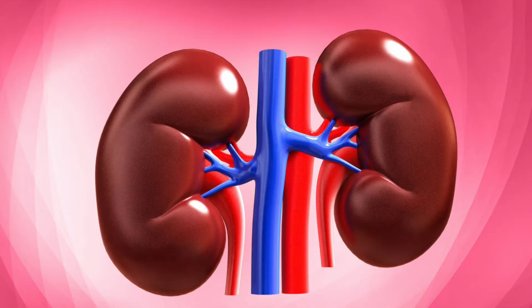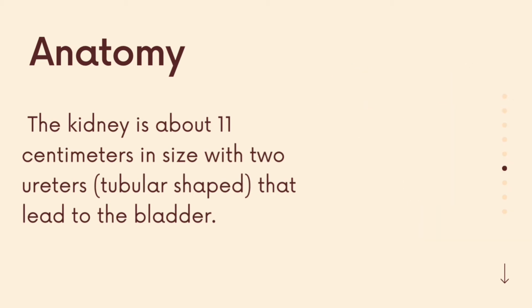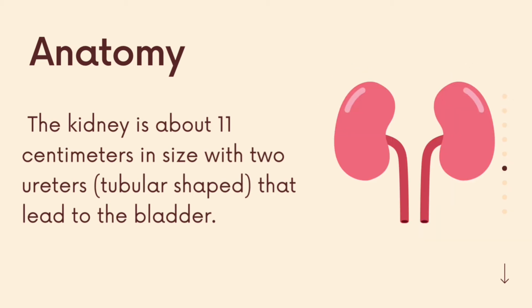Now I have a little anatomy and physiology for you guys. The anatomy and physiology of the kidneys is very simple. They are two reddish-brown, kidney bean-shaped organs that aid in homeostasis, which means they keep the body balanced and in a state of equilibrium. The kidneys are about 11 centimeters in size, and they have two ureters, which are tubular shaped and lead down to the bladder.